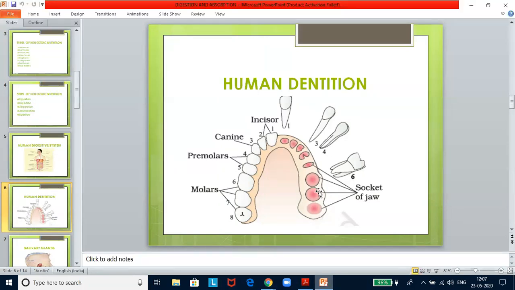Now, the dental formula of humans is represented by I 2, C 1, PM 2, M 3, that is in each quadrant. The upper half will be in the maxilla, and it will be divided into two quadrants. Similarly, the mandible will also be divided into two quadrants. So, in each quadrant you will find incisors, canines, premolars, and molars, 2 1 2 3. That will be the dental formula of man, and that will be multiplied by 2 for the upper jaw and 2 for the lower jaw, which will be equal to 32.